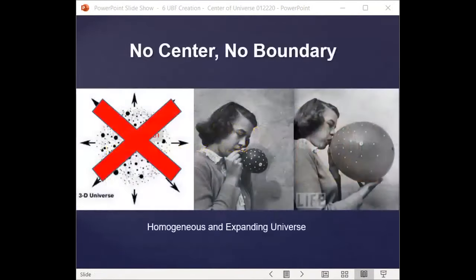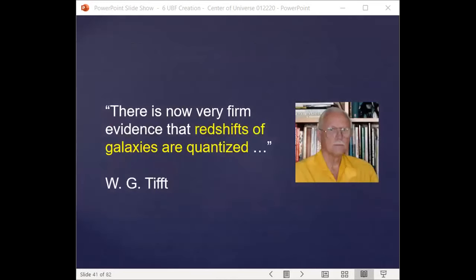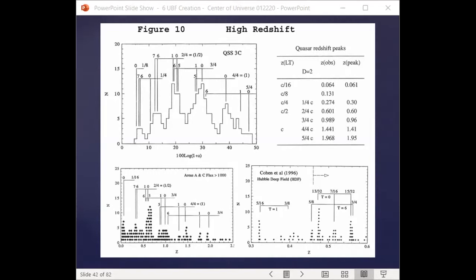There is an interesting finding here. Very interesting research was performed by Professor William Tifft at the University of Arizona. Of course, he's retired now. In the early 1970s he did this work, and he gave us a different perspective. Tifft showed how often various spacings occur in the Z parameter of galaxies. He stated that there is now very firm evidence that the redshifts of galaxies are quantized. Tifft noticed surprisingly strong peaks corresponding to a certain interval.